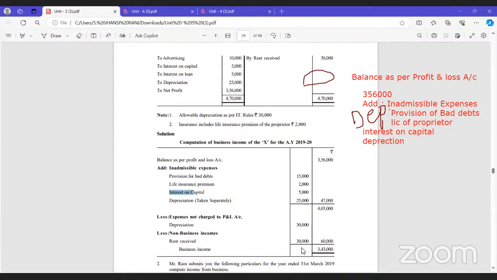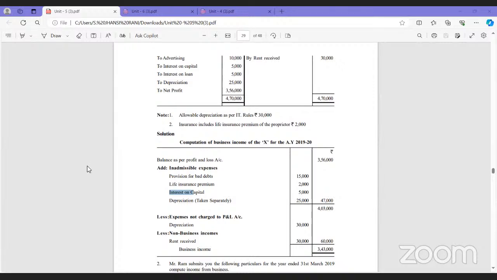Now, when we were starting the chapter, you might have seen income, profits and gains from business and profession. Profession means lawyers, doctors, chartered accountants, those who are in a professional career; they also have to pay tax. So when they pay the tax, there is a format for how to calculate the tax on income from profession. Take the example of a doctor. The professional format is very easy.